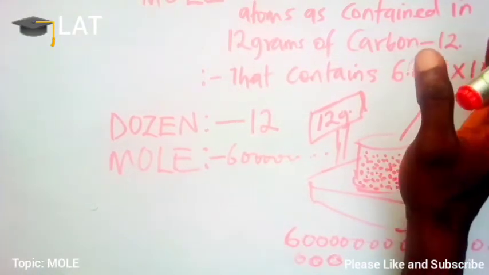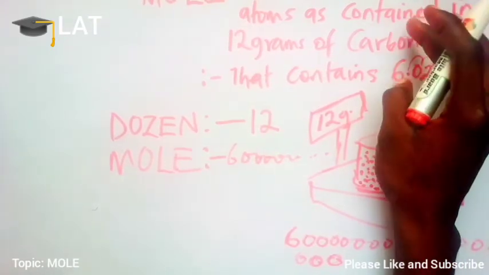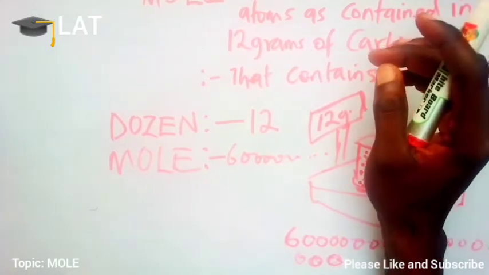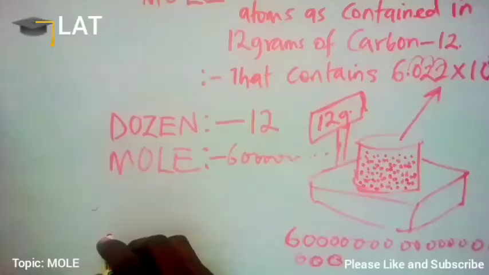So that is what this statement is telling you, that 12 grams of carbon 12 is our reference point. They chose it as the reference point. Out of all the elements, they chose carbon because it's more stable, as the reference point for the measurement of a mole.